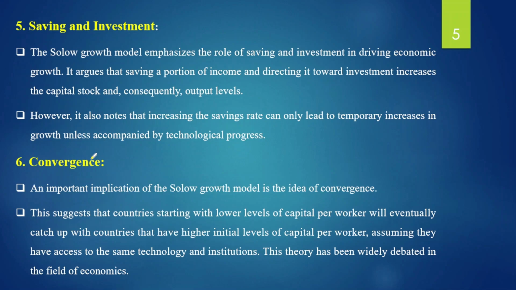The other one is convergence. Convergence ፖይንት አለች፣ ግራፉን ጋር ሪፈር ማድረግ ትችላላችሁ። So an important implication of the Solow growth model is the idea of convergence, right? Idea of convergence ነው converge የሚደረግበት ፖይንት ነው, right? This suggests that countries starting with lower level of capital per worker will eventually catch up with countries that have higher initial level of capital per worker, right?